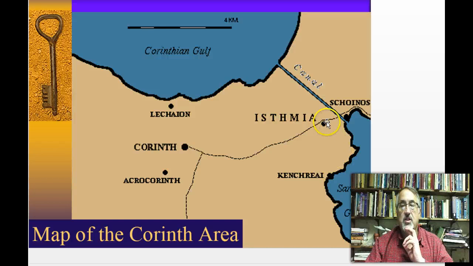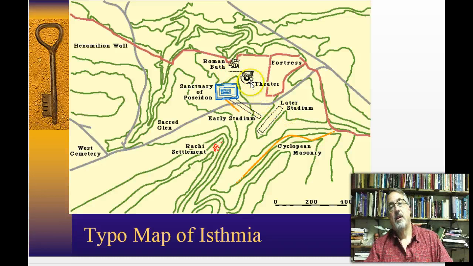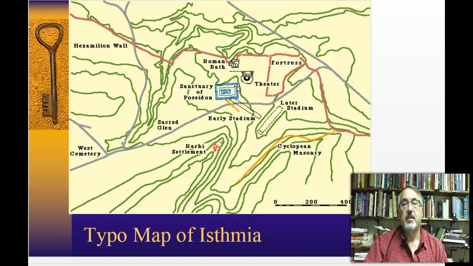Anyway, here's Isthmia, where the games were held. Here's Corinth and Acro-Corinth. Up here was the temple to Aphrodite. It was up on top of this mountain. And so here is just a map showing you some of the remains of Isthmia. This had a theater, a sanctuary of Poseidon. Poseidon was the patron god of this, and the stadiums where they would run. So this would be used every other year for major games. Pan-Hellenic means all the Greek cities were invited.